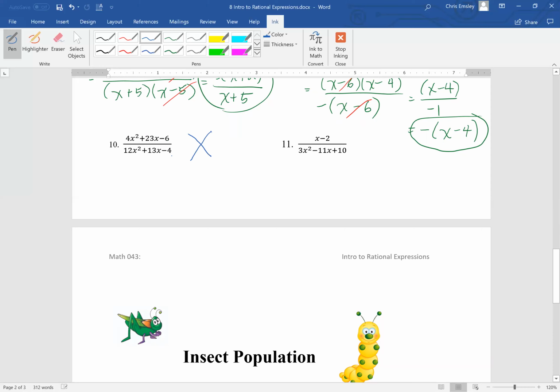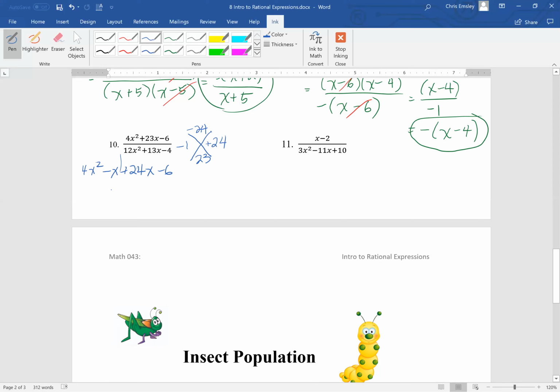To factor the numerator, 4 times negative 6 is negative 24. So I'm looking for 2 numbers that will multiply together to give me a negative 24 and add to give me a positive 23. So that's going to be 1 times 24. And to get a positive 23, I need a plus 24 and a minus 1. So for my numerator, I'm going to have 4x squared minus x plus 24x minus 6. I'm going to go ahead and keep working my way through the numerator, then we'll do the denominator, and then we'll put them back together.